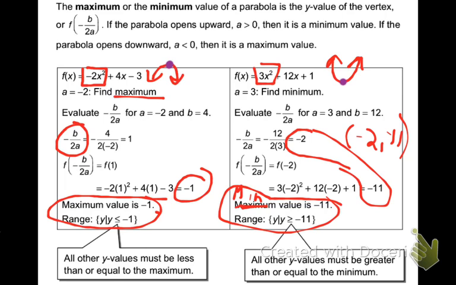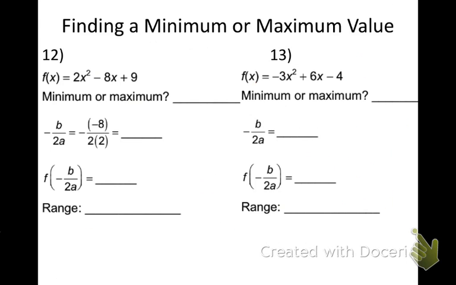Okay, let's try this next one here. And this goes step by step for us. So let's look at number 12. I have f of x equals 2x squared minus 8x plus 9. Looking at A, is my graph going to go up or down, Tyler? It goes up. Now, let's think about it. If it goes up, do I have a minimum or a maximum value? I have a minimum value. Does everybody see that? Because it's going up, I have the lowest point.